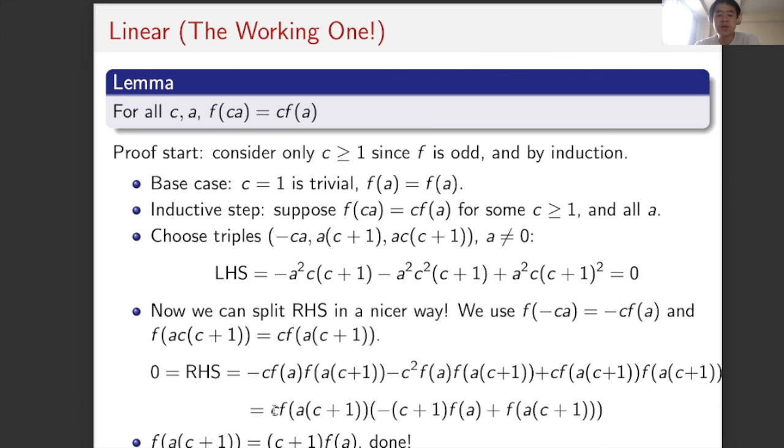Since C is non-zero, because it's greater or equal to 1, A is non-zero, and C plus 1 cannot be 0 either, this thing cannot be 0, which means that the last factor has to be 0. But this is exactly the same as saying that f of A times C plus 1 is the same as C plus 1 times fA. And therefore we are done.